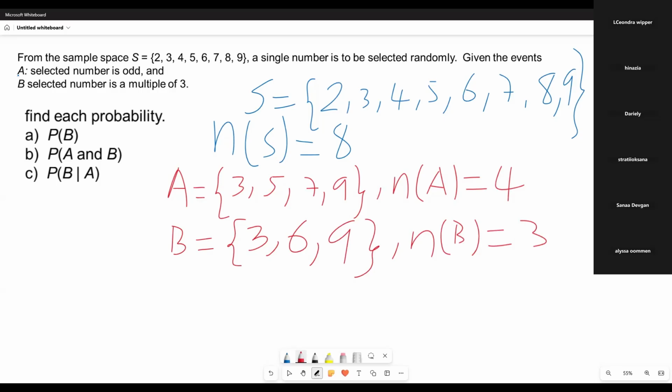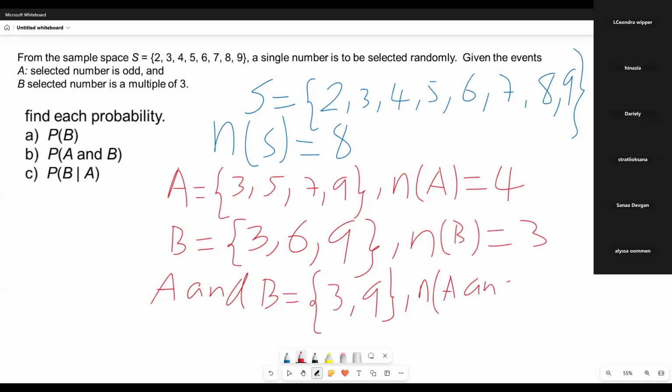Got it? Okay. Now, look at the 2 events. What do you observe? Do you think they are mutually exclusive events? Yes or no? No. 3 and 9. So N of A and B equals 2. Right? Is this clear?